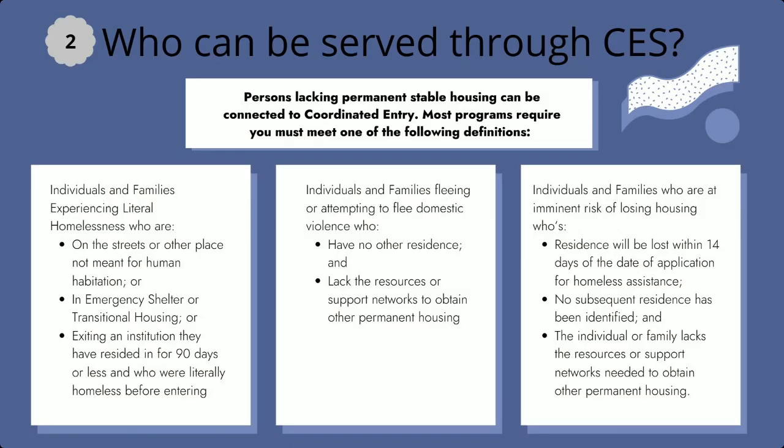It also includes individuals exiting an institution they have been in for 90 days who were literally homeless prior to entering, or individuals and families fleeing or attempting to flee domestic violence who have no other residence and lack the resources or support networks to obtain other permanent housing, and individuals and families who are at imminent risk of losing their housing, whose residence will be lost within 14 days of the date of application for homeless assistance, no subsequent residence has been identified, and the individual or family lacks the resources or support networks needed to obtain other permanent housing.